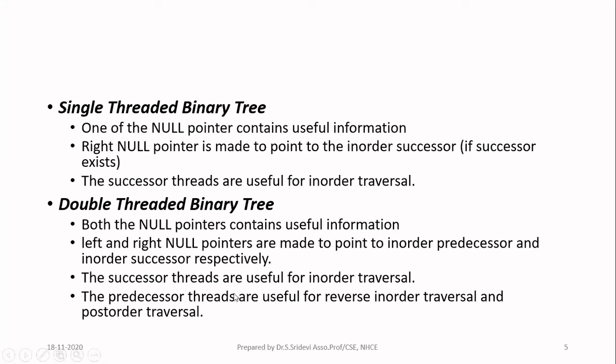And you can also use the predecessor threads for the post-order traversal. So if you have a single threaded binary tree, you can perform in-order traversal easily from the successor thread. If you have a double threaded binary tree, you can perform in-order traversal easily from the successor thread, and you can perform reverse in-order traversal as well as post-order traversal from the predecessor thread. So we have more advantage in case of double threaded binary tree. So we are going to focus on that in the next slide.